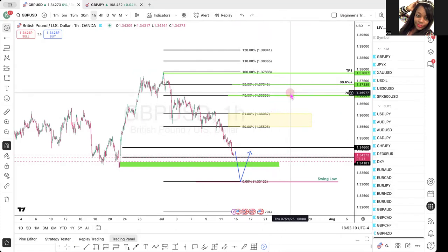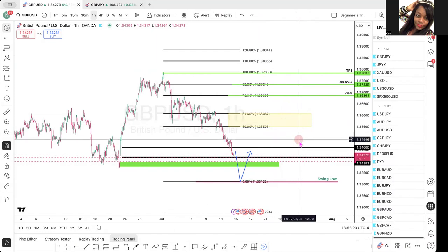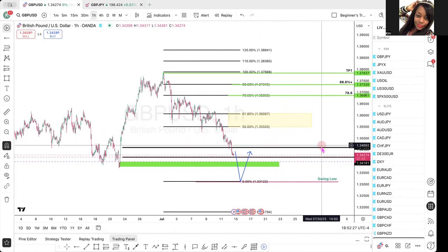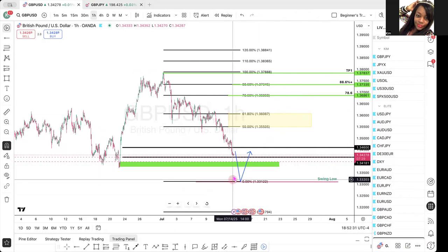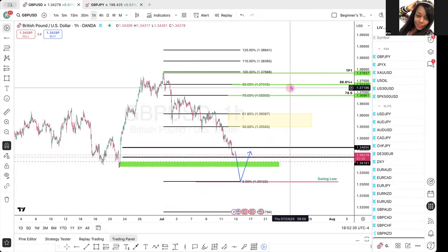And then once price got there to these zones, you would look for a shift in structure to then start selling back down to these lows. Same way you did if you're looking for a shift in structure here to start buying back to these highs.